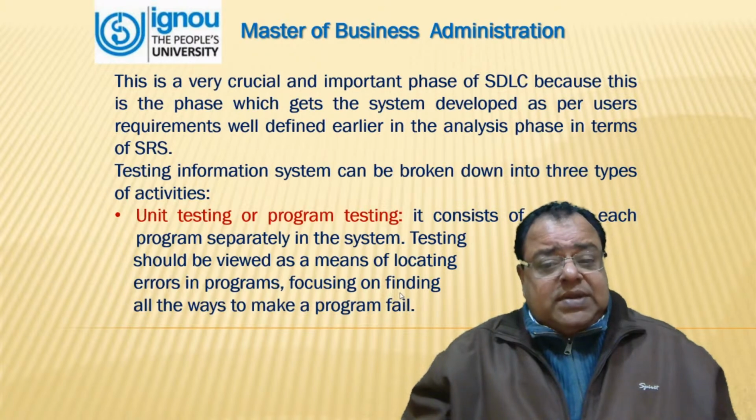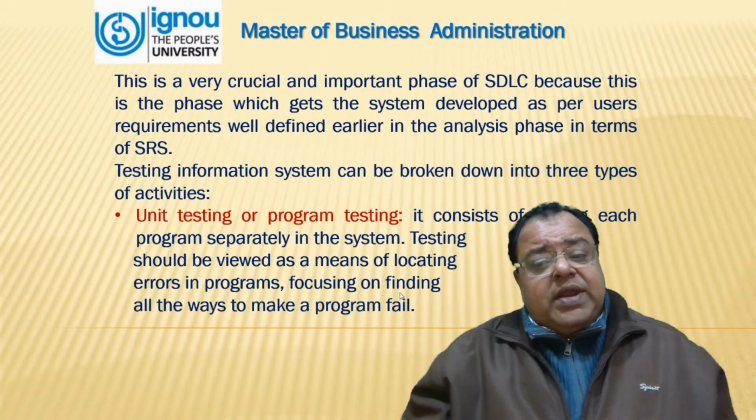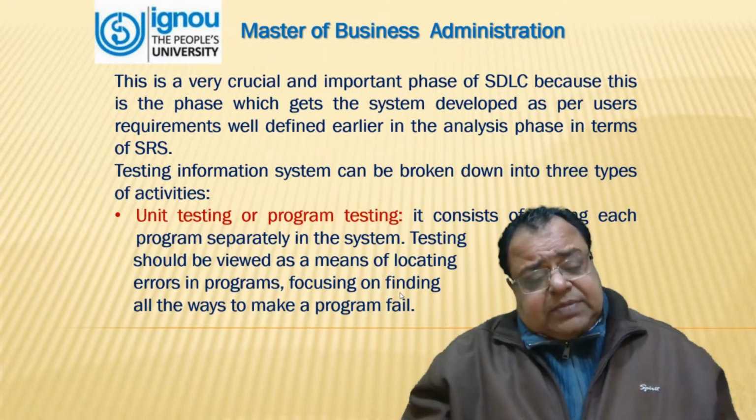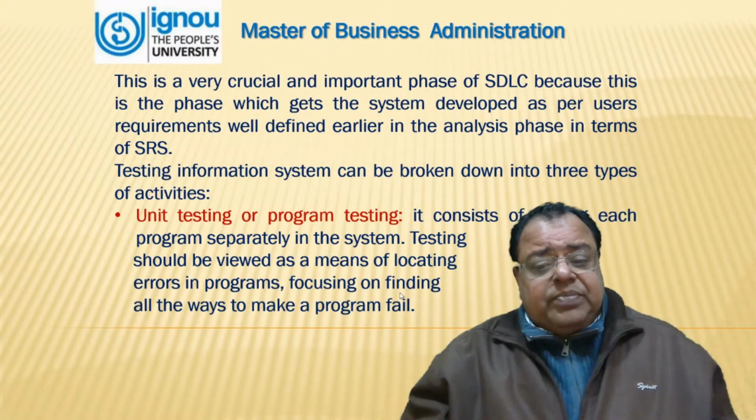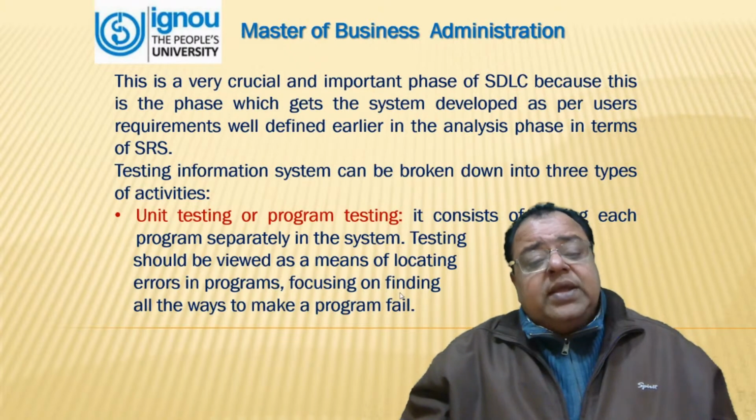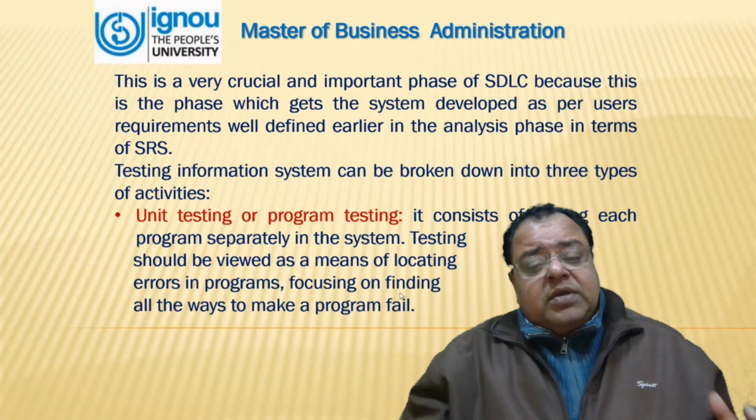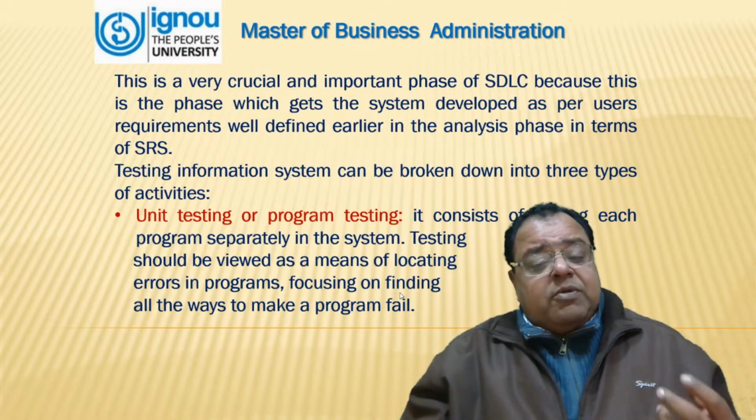Testing an information system can be broken down into three types of activities. The first one is unit testing, or program testing. It consists of testing each program separately in the system. Testing should be viewed as a means of locating errors in programs, focusing on finding all the ways to make the program fail.